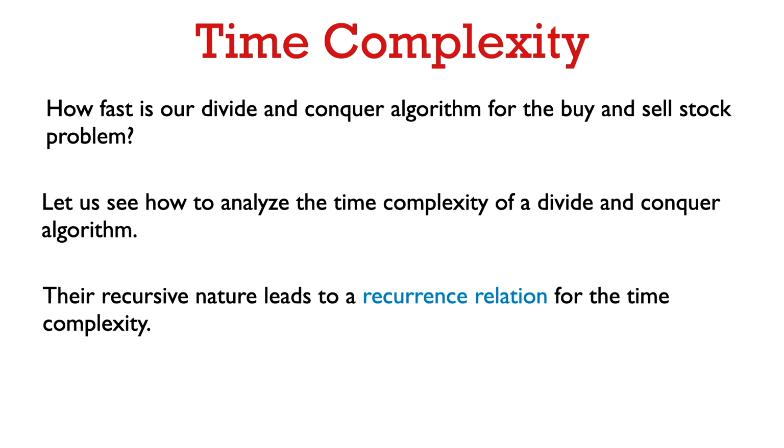Okay, so now we're going to analyze how much time our divide and conquer algorithm for the buy and sell stock problem takes. As it is a recursive algorithm, the expression for the running time is going to appear both on the left and the right side of our equation for the running time. And this leads to what's called a recurrence relation. This is generally true for a divide and conquer algorithm. When you try to analyze the running time, you're going to get a recurrence relation. And so in order to figure out the running time, you're going to have to solve this recurrence.